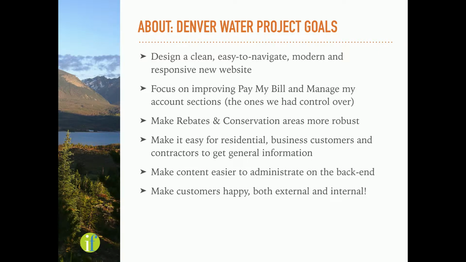Yeah. So we wanted to make the rebates and conservation areas more robust. So basically, if you want to get a $150 rebate for a toilet, we want to help you do that and make it as easy as possible. We wanted to make it easy for residential, business, and contractors to get their general information. So that was a lot of the IA. We sort of flipped around the existing infrastructure and made it more audience-driven. More on that in a second.